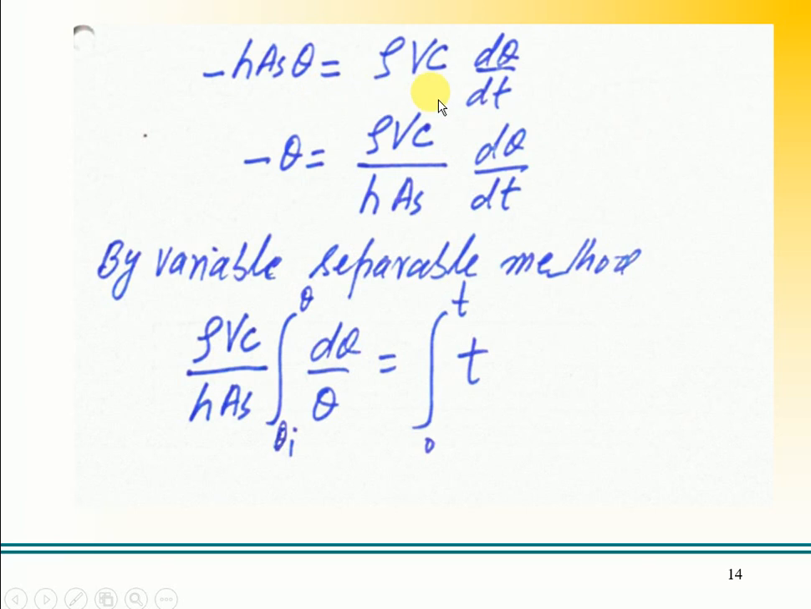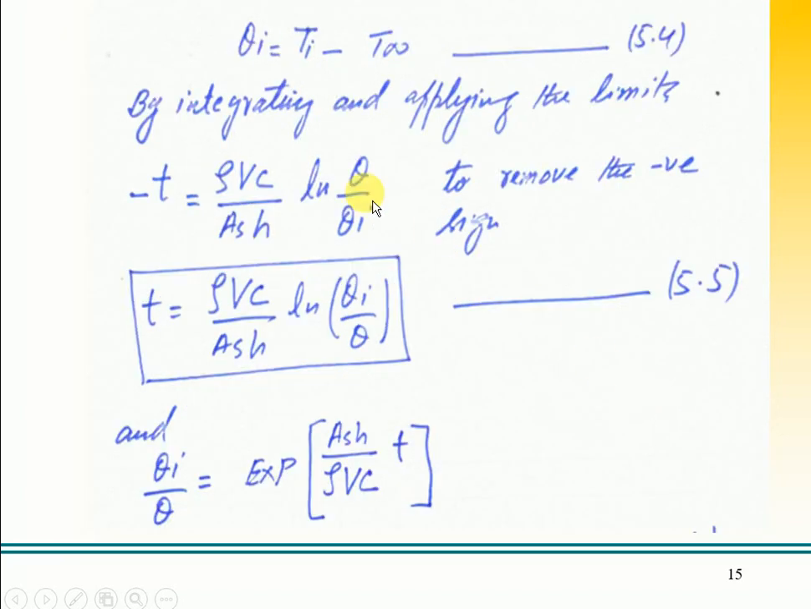So we'll get minus hAs ρVc dθ/dt. Now by the variable separable method, we integrate this from θi, that is Ti minus T infinity. By integrating I get minus t equals ρVc/hAs ln(θ/θi). To remove the negative sign, I just reverse θi and θ. So it's ln(θi/θ), and this is the time taken to cool.